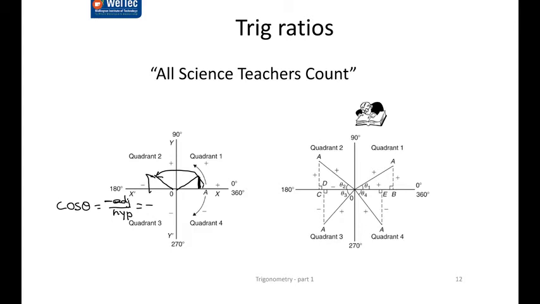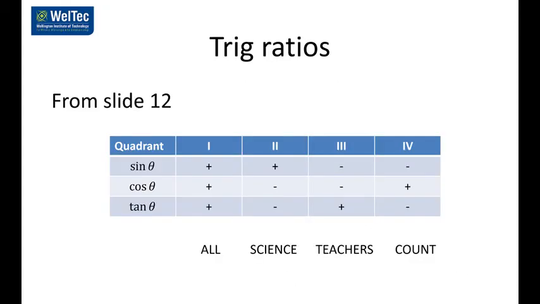We can find cos theta, tan theta, sine theta for every angle, every quadrant, and then we just need to work out the sign. You can work it out each time if you want, or you can remember that in quadrant 1 all of the trig ratios are positive. In quadrant 2 only the sine is positive.